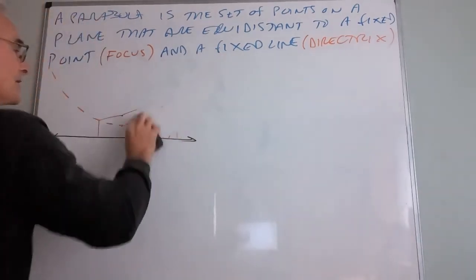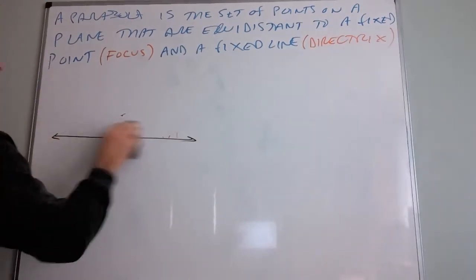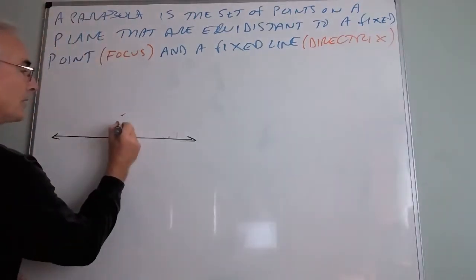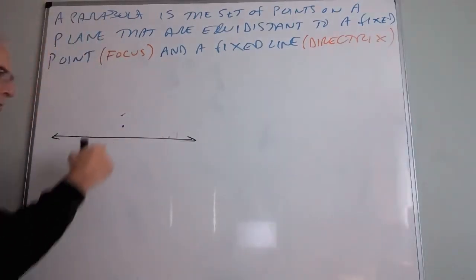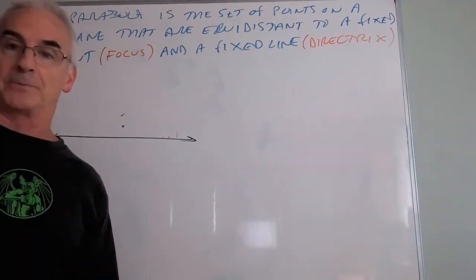Now, this point that I drew right here, the one that's the closest to both the line and the focus. Does anyone know what that one's called? It has a very important name. It's the most important point on the parabola, in fact.